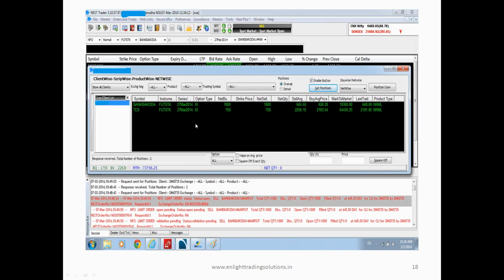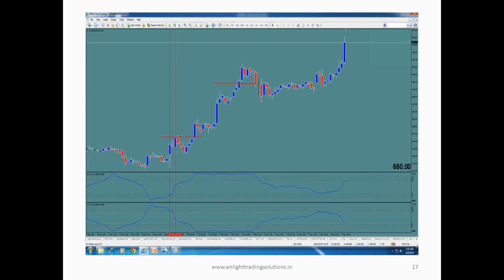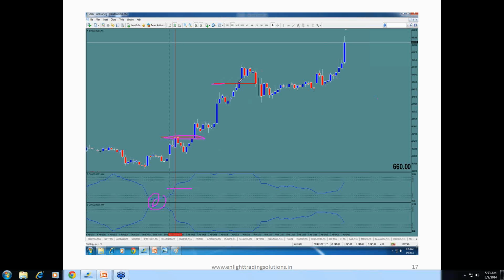Same day we bought Bank of Baroda. So you can see here Bank of Baroda, what did we buy it here? 626 we bought it here based on this buy convergence here. Okay, we bought it right here, we sold it right here, 645. Okay, so the convergence reached its extreme area.